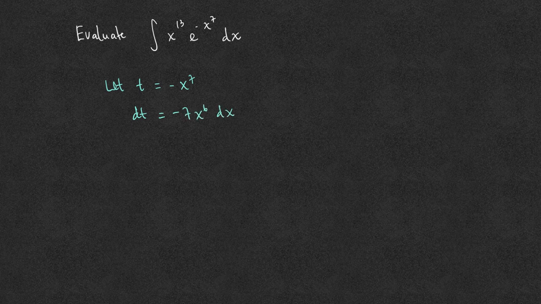dx as the differential. And we see that there is a factor of x to the 6 in the given integrand, where x to the 13 e to the negative x to the 7 dx can be rewritten as x to the 6 power x to the 7 power times e to the negative x to the 7 power dx. And this allows us to perform a substitution.